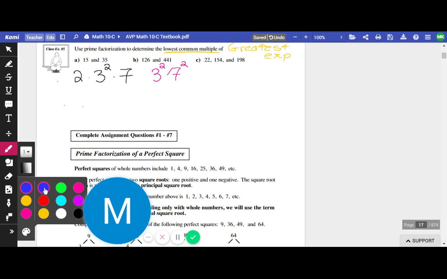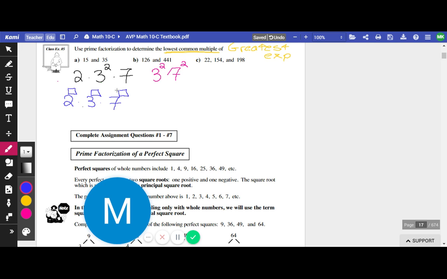If you want to pick the lowest common multiple, you write down every single number that you've used. I've used 2, 3, and 7. And then you pick exponents for all 3 of those things. Because it's LCM, we pick the greatest exponent. The greatest exponent for 2 would be 1. The greatest exponent for 3 would be 2. And the greatest exponent for 7 would be 2.